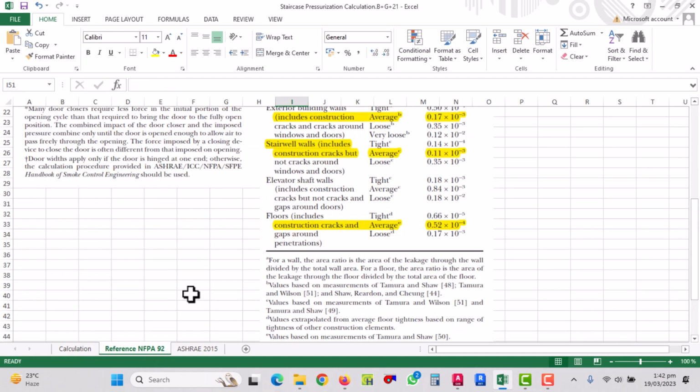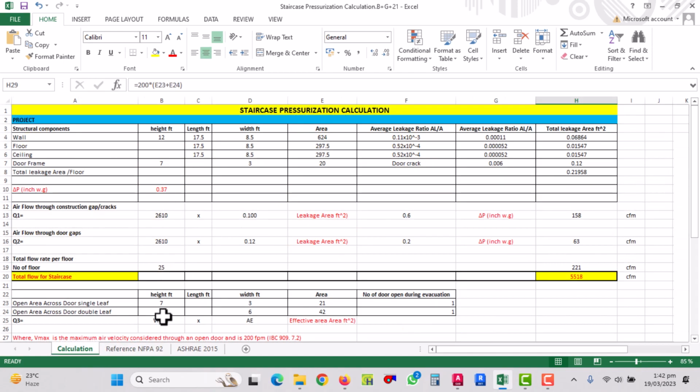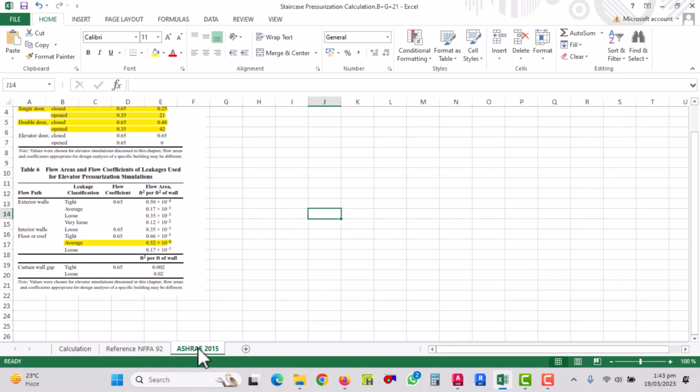You can get all the standards here, and you can calculate the pressure across the floor, which is a maximum of 30 pounds. Total door opening force is 30 pounds. So you cannot maintain more than 90 pascal. When the pressure is above 90 pascal, the door opening force exceeds 30 pounds. The people cannot open the door because of the pressure, so the people cannot evacuate this building. So you need to maintain below 30 pound force and 0.37 inch maximum pressure differential across the doors, which I already put here. You can read it yourself.